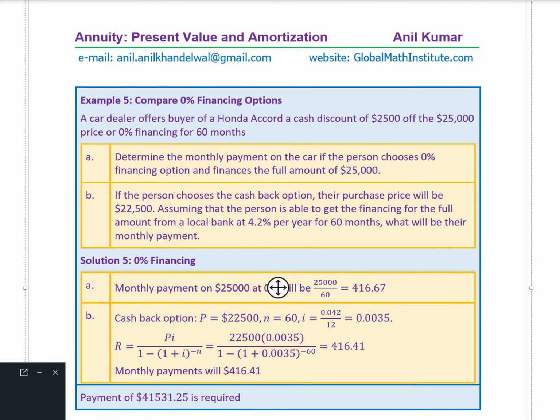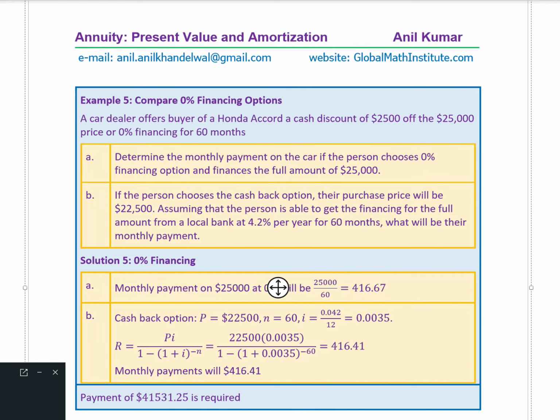Let's take up the next example, which is compare 0% financing options. So many times, especially when you buy a car, you're given such an option. And so we have a very practical question here. A car dealer offers buyers of a Honda Accord a cash discount of 2500 off the 25,000 price, or 0% financing for 60 months. So there are two options for you.